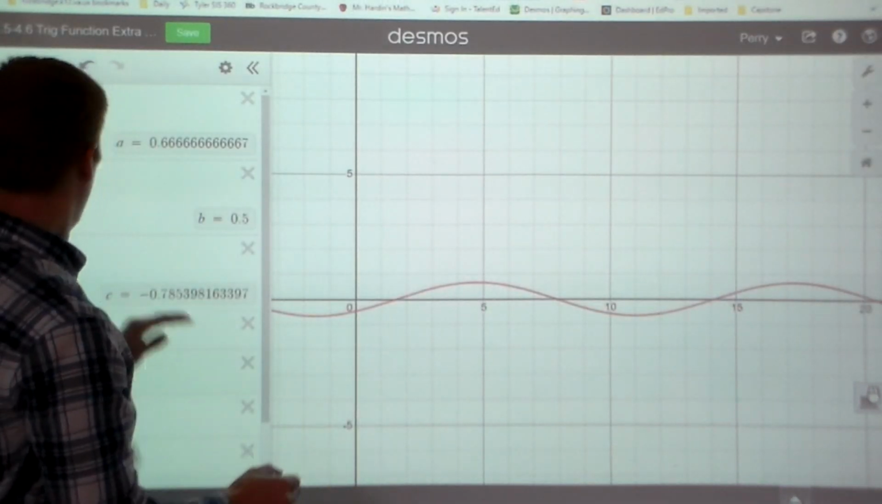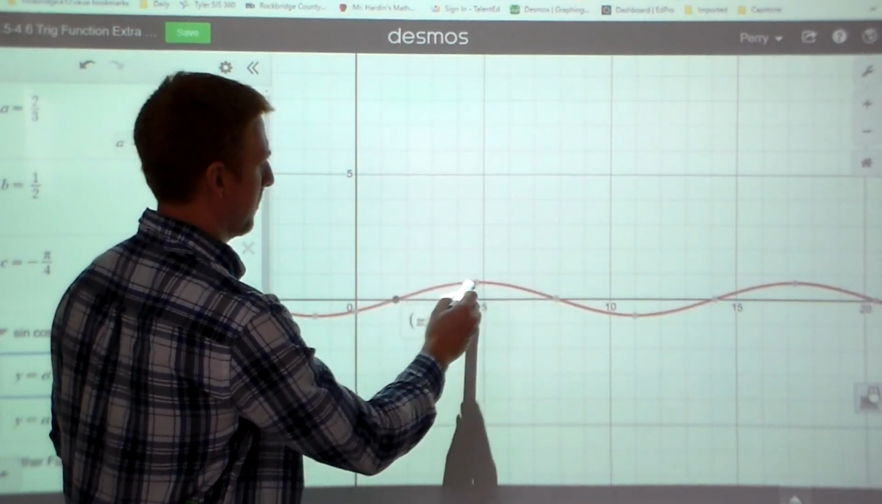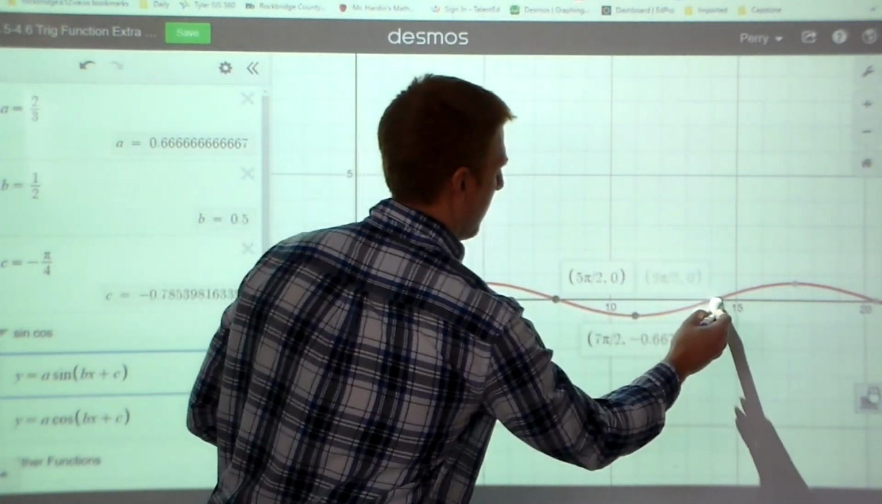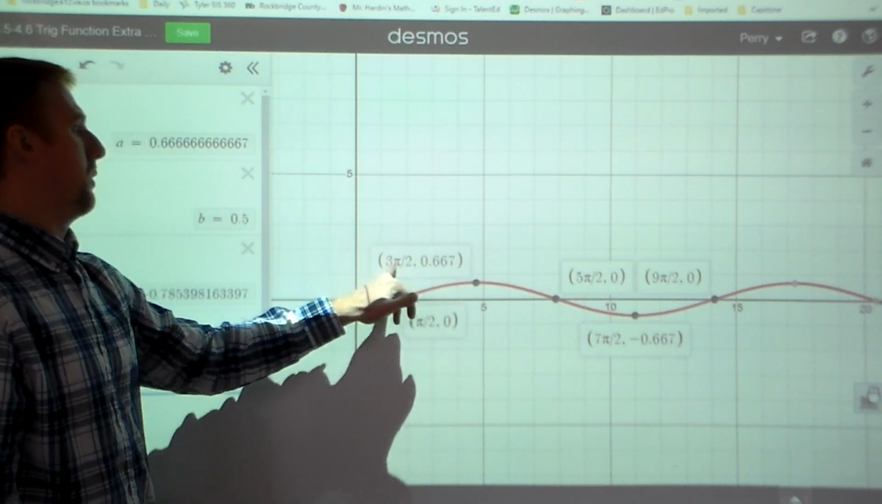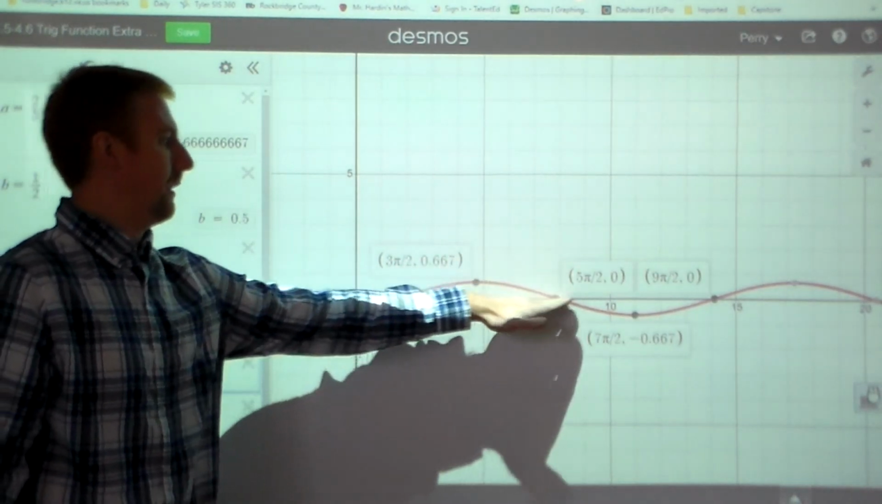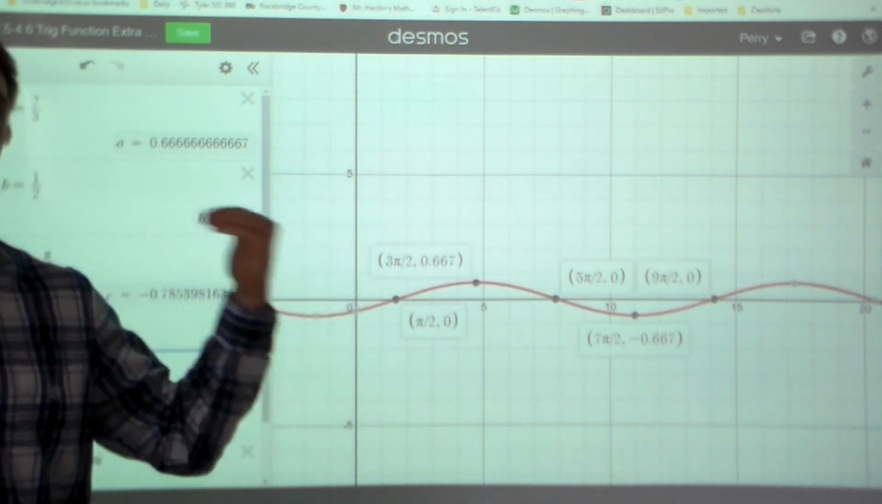As soon as you put a pi in here, it starts counting the x-axis in pi, so that makes it really convenient to check these. Hopefully it'll show up on the camera, but it is pi over 2, 0. It is 3 pi over 2, 2/3, 5 pi over 2, 0, and so on. So you can check all those key points and make sure they match up with what you have.